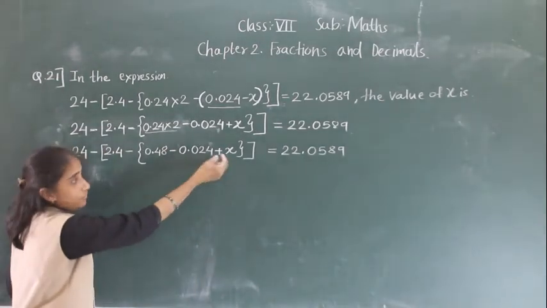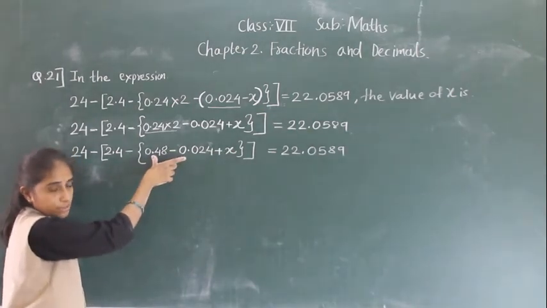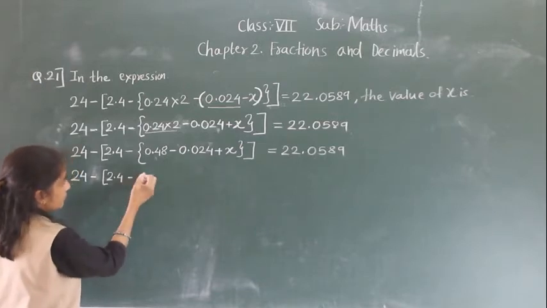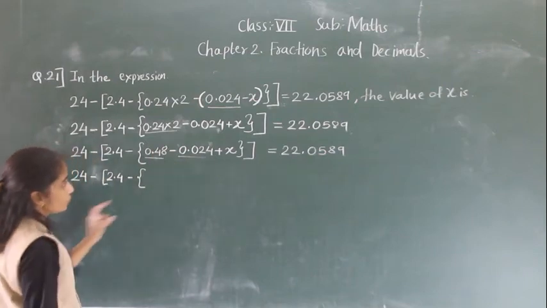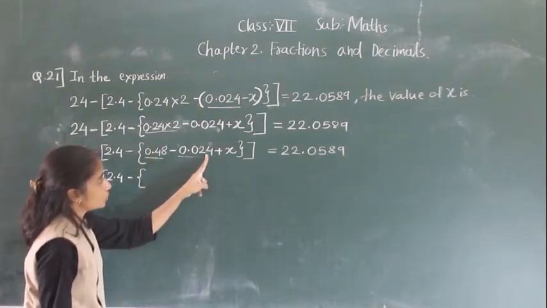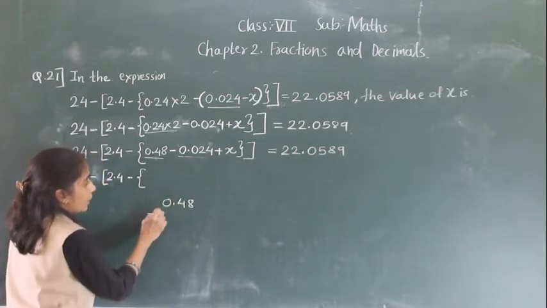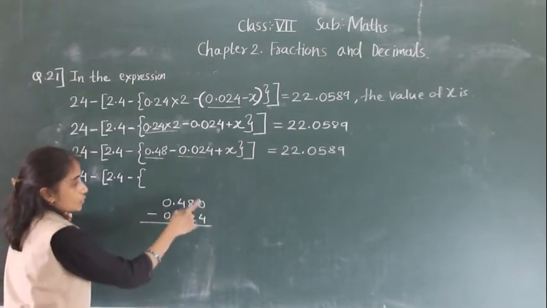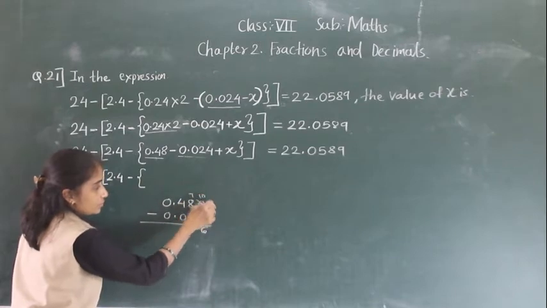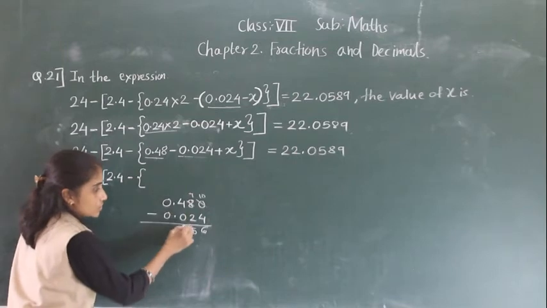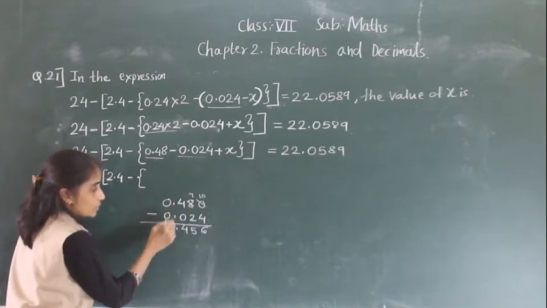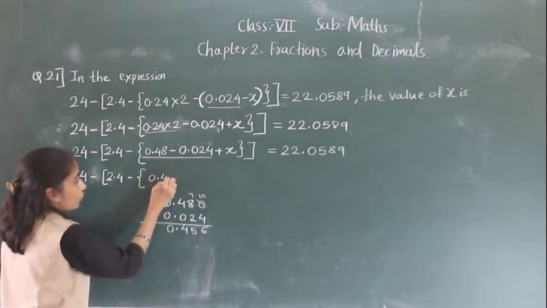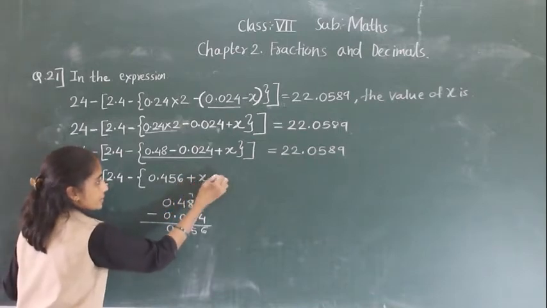Now what are we going to do? This we cannot add in the number and variable, we cannot add in this. So we are going to do this subtraction first. 24 minus 2.4. Okay. Minus, see, these are going to be first: 0.48 minus 0.024. See, 0.48 minus 0.024. Okay, this subtraction we are going to do. So 10 minus 4, 6. 7, 6 actually. 7 minus 2, 5. 4 minus 0, 4. So what answer did we get for this? See, we need this subtraction. So what answer did we get? 0.456 plus x.